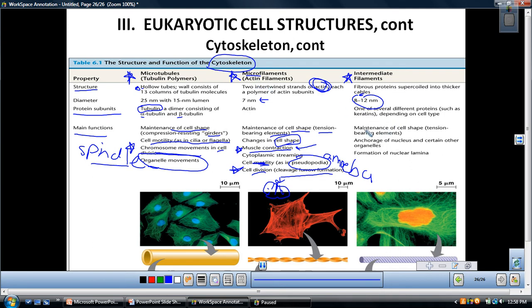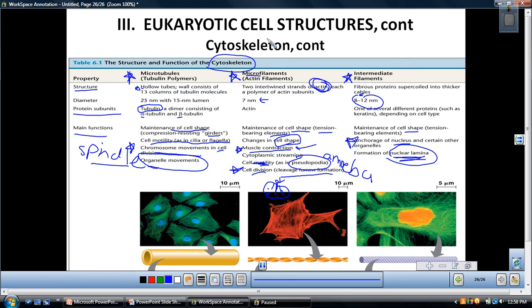Okay, and then the importance of these is also maintaining cell shape and then anchorage, put a star by this, to anchor the nucleus and certain other organelles. And then as well as with the nucleus to form the nuclear lamina. The nuclear lamina is on the inside of the nucleus to kind of give it some structure and shape. That would be this intermediate filament that makes that up.